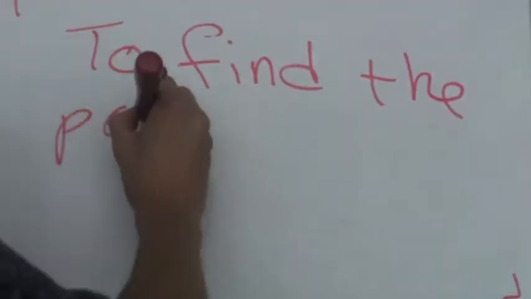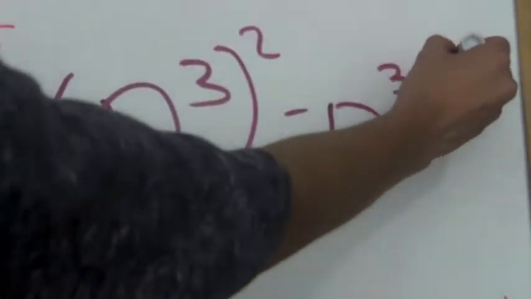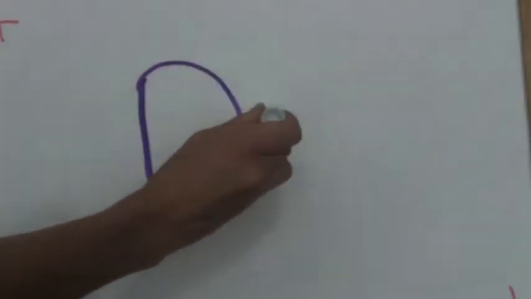To find the power of a power like this, multiply the exponents. n to the third to the second is equal to n to the 3 times 2. Your final answer is n to the 6th.